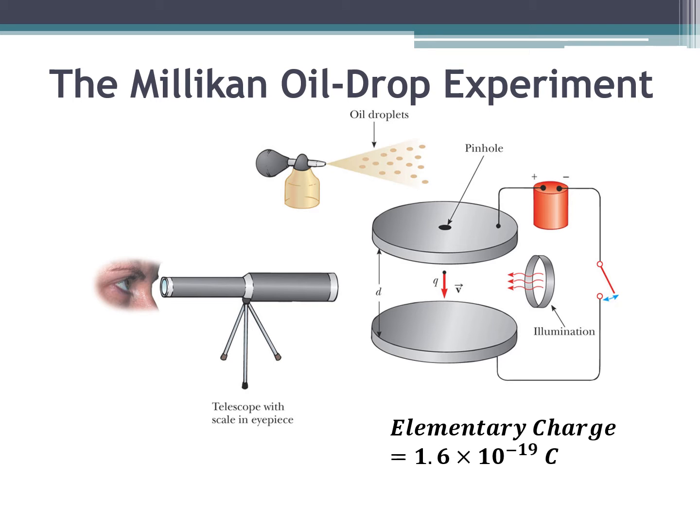Well, if he knows the density of the oil and how big the oil droplets are, he can actually determine the mass, which gives him the gravitational force. And then he can use the electrostatic force equation in order to determine how much charge it had. Now, with that being said, that only tells him the amount of charge. That doesn't give him the amount of charge of one electron.